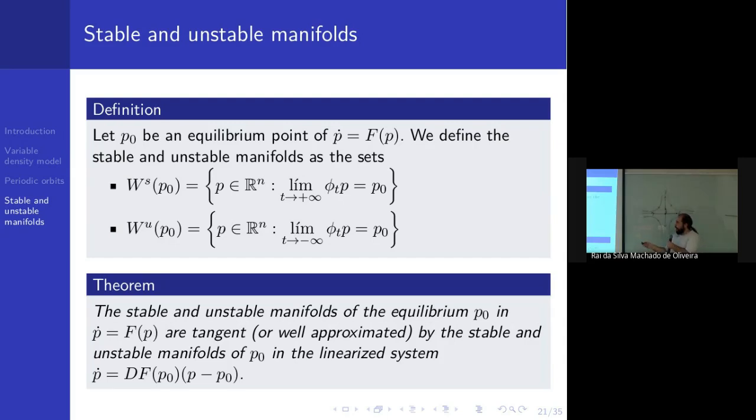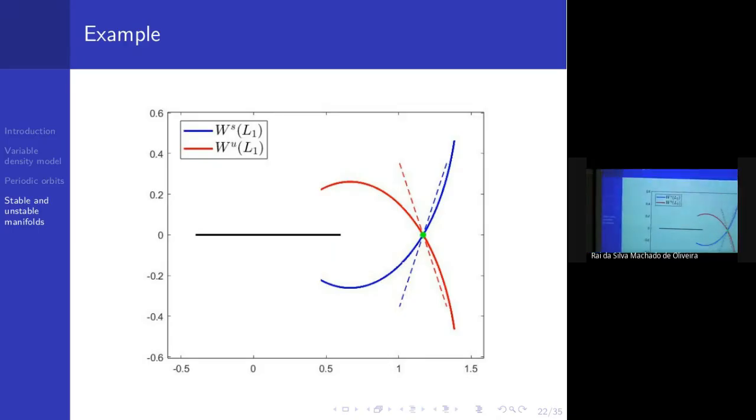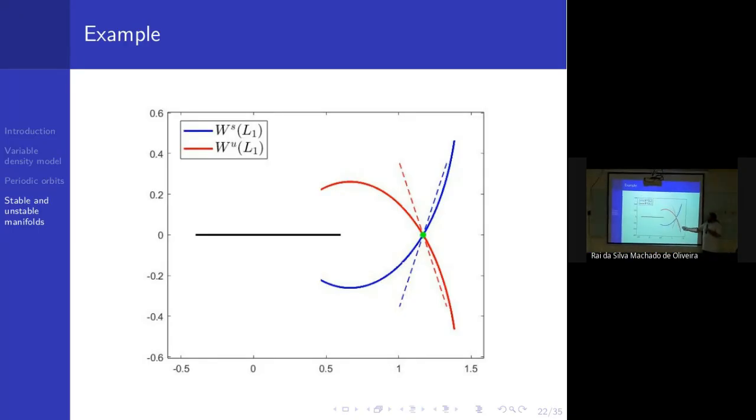Okay, this is very theoretical, but here we can see those manifolds, right? The blue one is the stable manifold of the L1 collinear point. The red one is the unstable manifold of this point, and these dotted lines are just the stable and unstable manifolds of the linear system. So you can see they are tangent, so you can approximate them by the linear system.